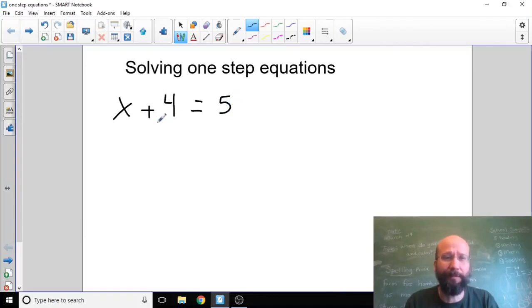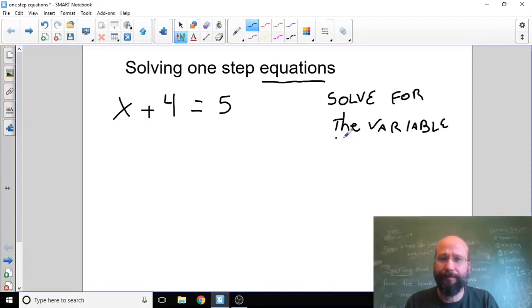Right? There's one step. We have to move this 4 to the other side. We're trying to solve for x on all of these equations. We're going to solve for the variable, and we're going to do the opposite operation. So in this case, there's a plus. We do the opposite. So the opposite of plus would be minus.